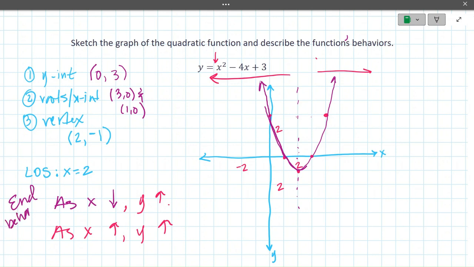If a problem ever asks you to describe the end behavior of the graph, these two statements would do just that. So if I were writing a comprehensive response, like if I had to do this on a test, I would say this parabola or this quadratic function has a y-intercept at 0, 3. The vertex is the lowest point, and that occurs at 2, -1. My parabola that is upward facing passes through the roots 3, 0 and 1, 0. And as x decreases, y increases, and as x increases, y also increases. We've described the function's behaviors.